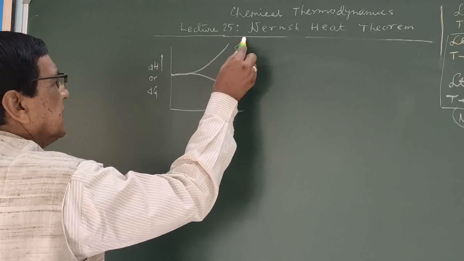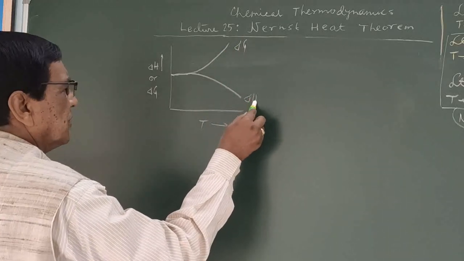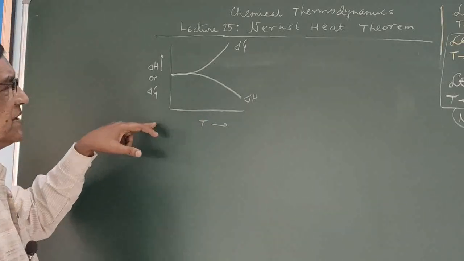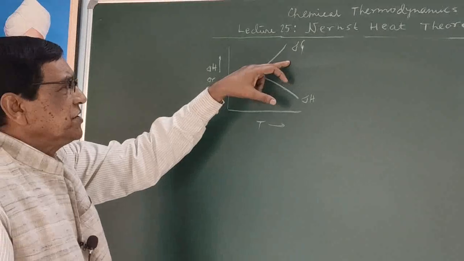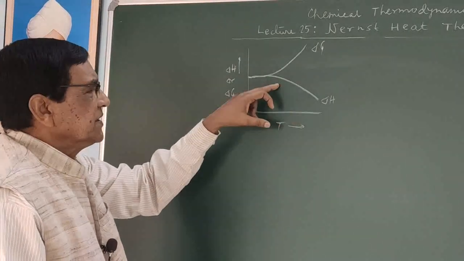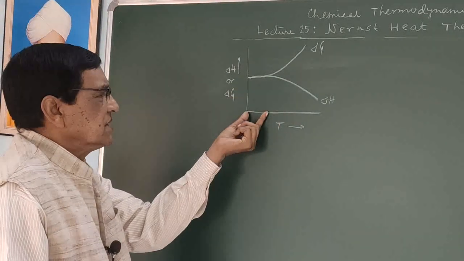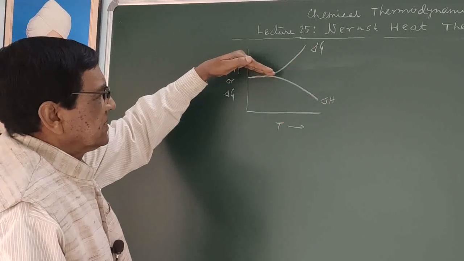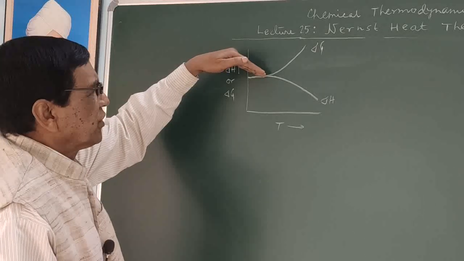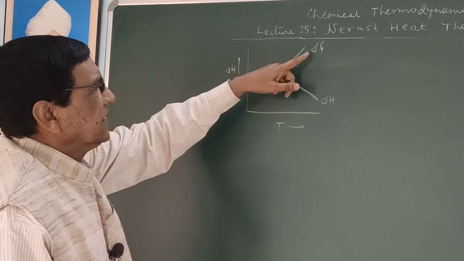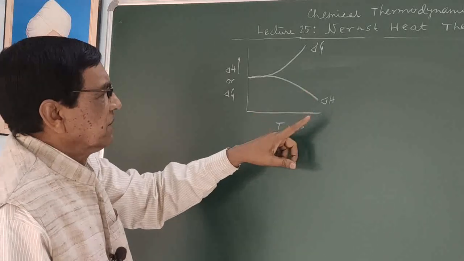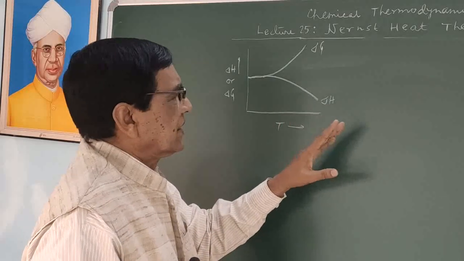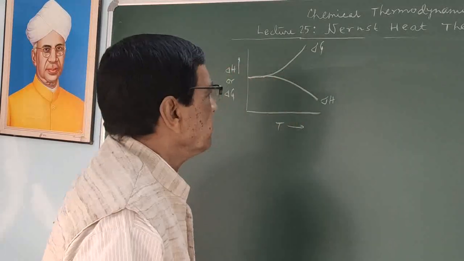If this is delta G and this one is delta H, it means that with the lowering of temperature, if delta G is decreasing, then delta H is increasing, and when the temperature is very low, these two become equal, and this curve becomes horizontal, and the slope, del G by del T at constant pressure, or del H by del T at constant pressure, becomes equal to 0.